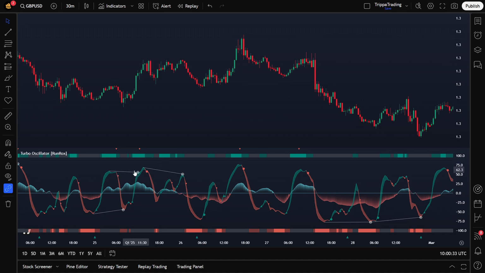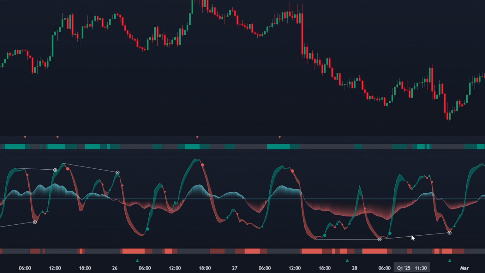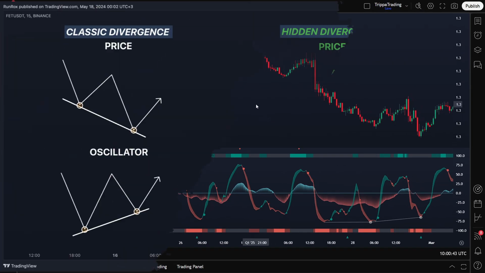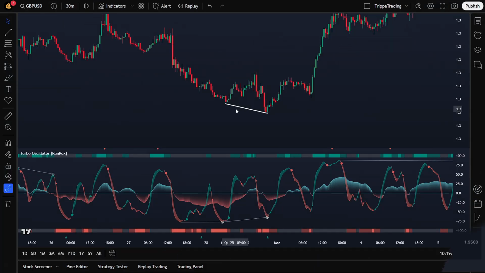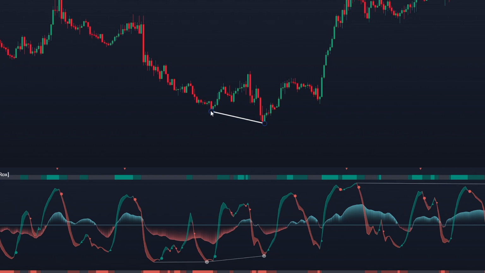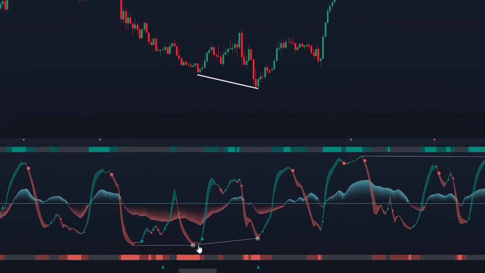One of the core functions of this indicator is divergence detection in real time. It identifies both classic divergences and hidden divergences as soon as they occur. A classic divergence occurs when the price action and the oscillator move in opposite directions. For example, for a bullish divergence, the price makes a new low while the oscillator fails to make a new low and instead makes a new high.